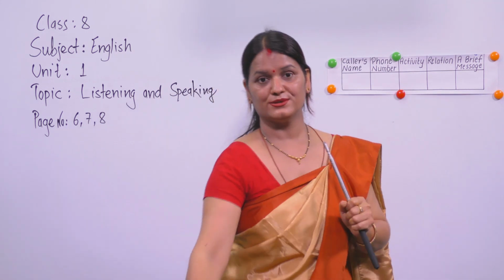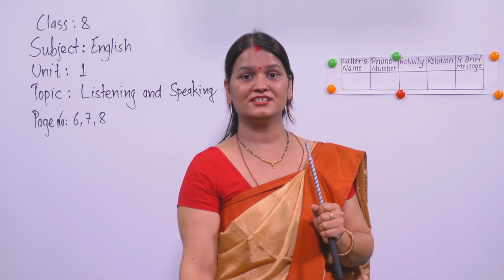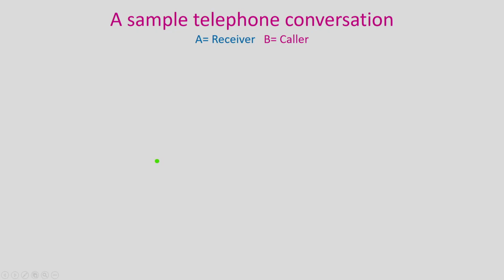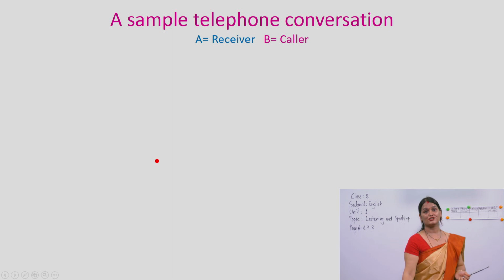So, a sample telephone conversation: the receiver is in blue color, and the caller is pink.